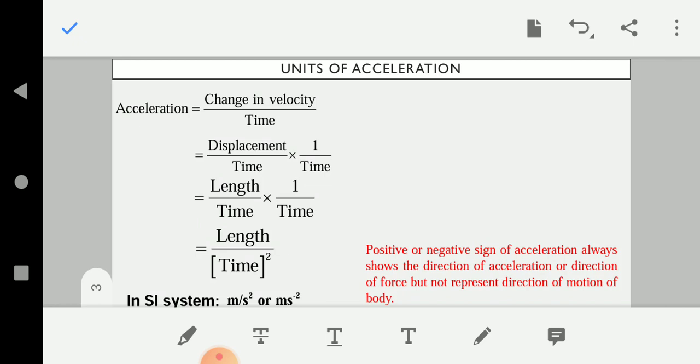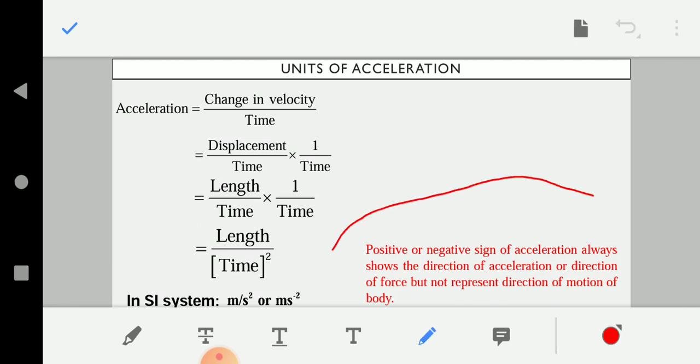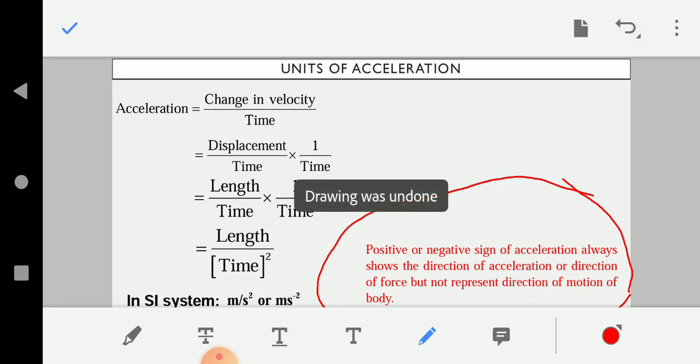Now, one thing you have to keep in your mind very clearly: the positive or negative sign of acceleration always shows the direction of acceleration or force, but does not represent the direction of motion of the body. I taught you in case of velocity that the direction of velocity gives the direction in which the object is basically moving, right?